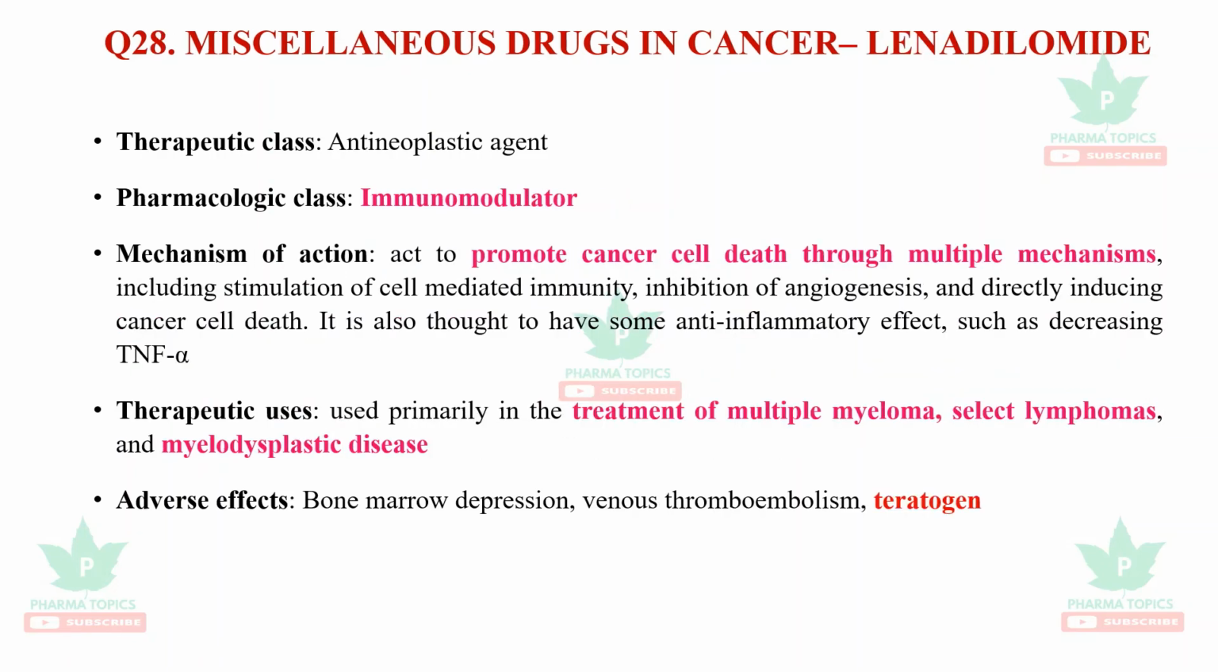And question number 28 is lenalidomide. It's an immunomodulator. It's a derivative of thalidomide. It promotes cancerous cell death through multiple mechanisms. It's used in treatment of multiple myeloma, selective lymphomas, and myelodysplastic disease. The adverse effects include bone marrow depression, venous thromboembolism, and it is a teratogen.